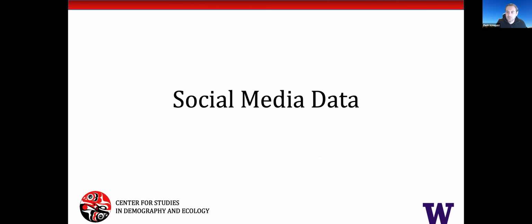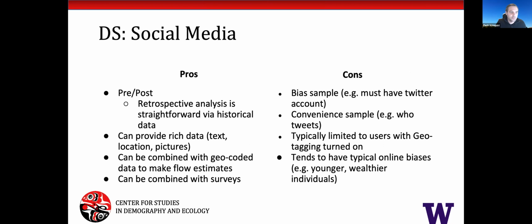All right, so next, social media. Try to do this fast in the last 2 minutes. Pre-post has more ability for retrospective, can provide rich data, text, location, pictures, can be combined with geocoded data like we've been talking about earlier, and can be combined with surveys. Problem, of course, is biased samples. For example, you have to have a Twitter account. It's a certain convenience sample, people have to tweet, typically limited to users with geotagging, and has typical online biases.